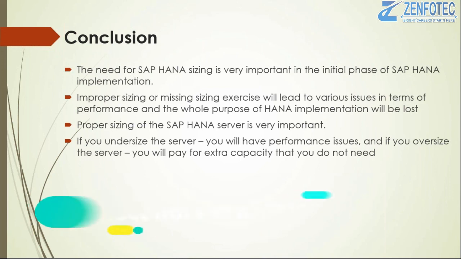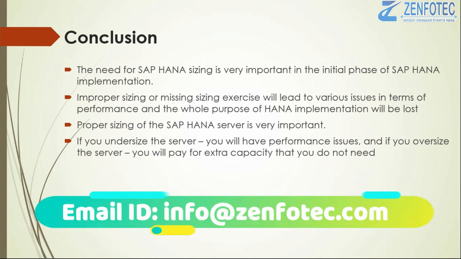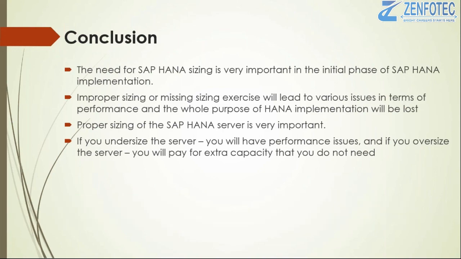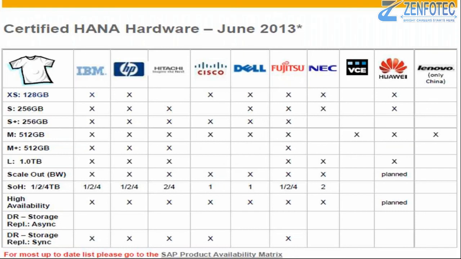Obviously, undersizing is not recommended. If you oversize, that is okay, you won't get any issues. Now, the hardware partners available since 2013, this is the screenshot from 2013: IBM, HP, Hitachi, Cisco, Dell, Fujitsu. Now, if you see the latest one, some more hardware partners have been added in that portal.